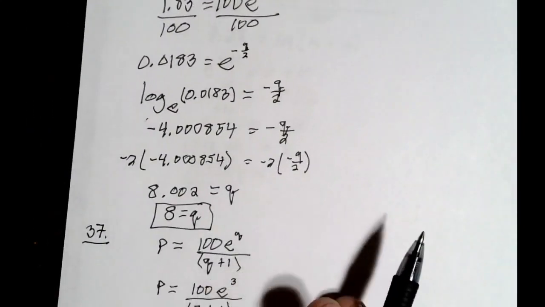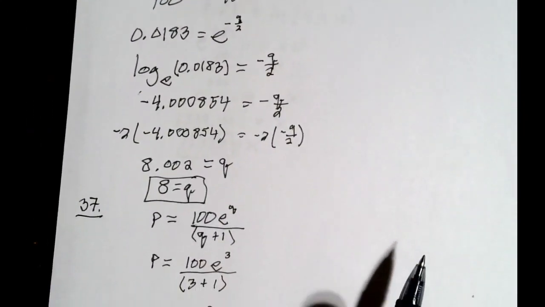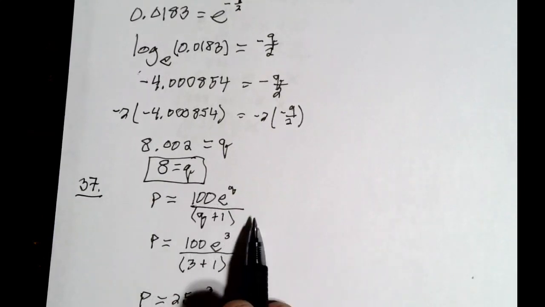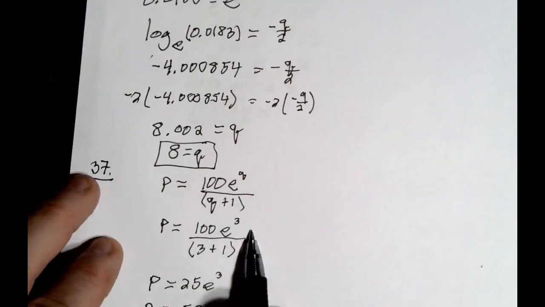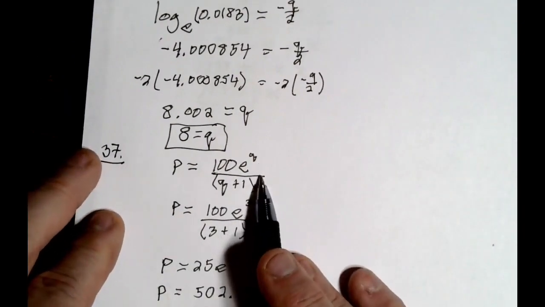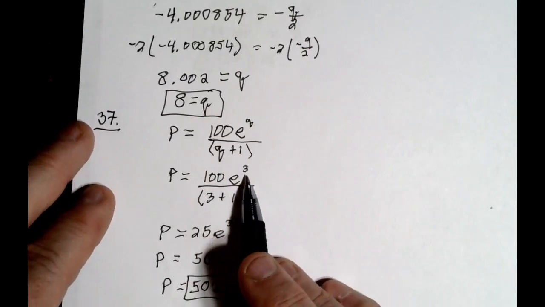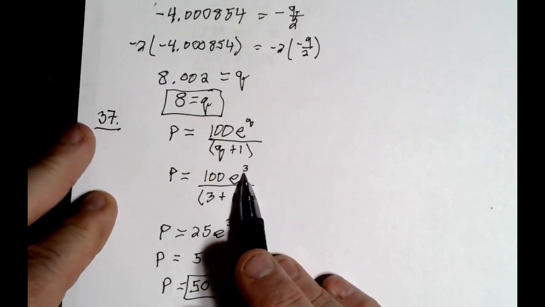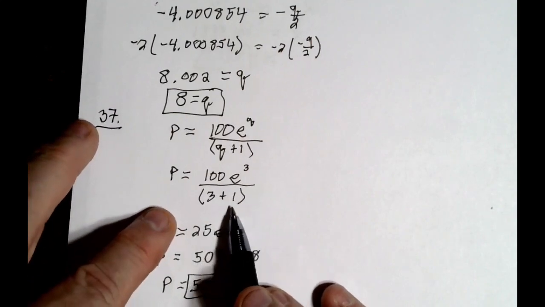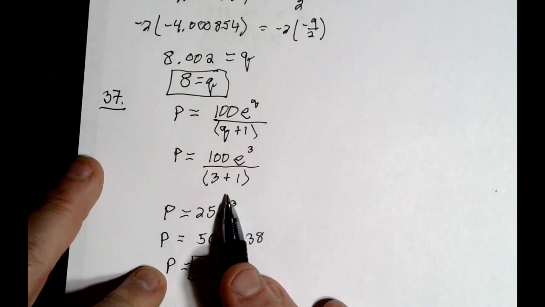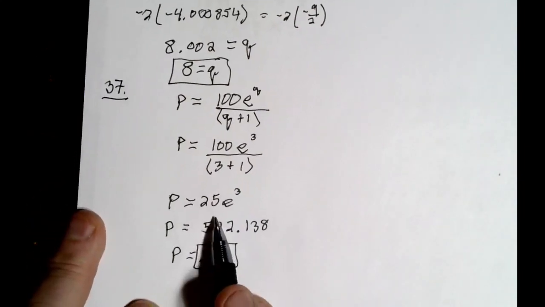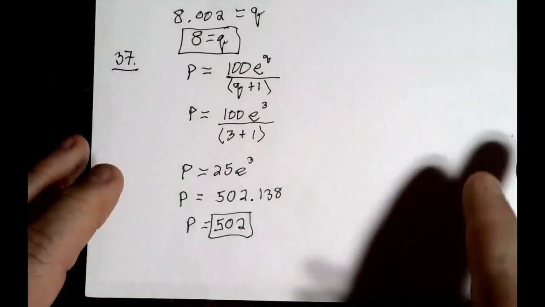Alright, in 37 it says the supply function for a product is given by this equation here, where Q represents the number in hundreds of units. What will the price be when the producers are willing to supply 300 units? So remember, Q is the number of hundreds of units. So if you're producing 300 units, Q is 3, because there's 3 hundreds. Okay, and Q is 3 there, so you got 100e to the 3 divided by 4. So 4 into 100 is 25. Crunch that down, you get 502.